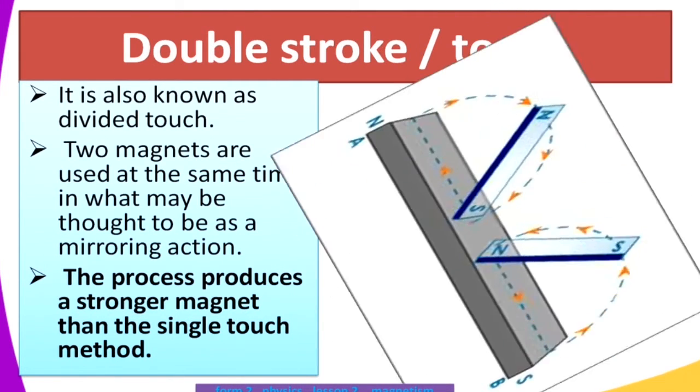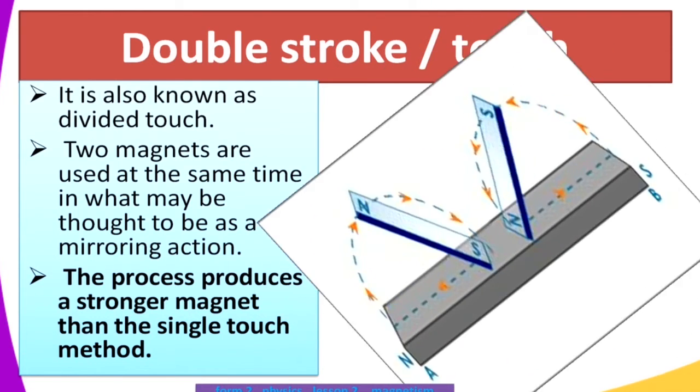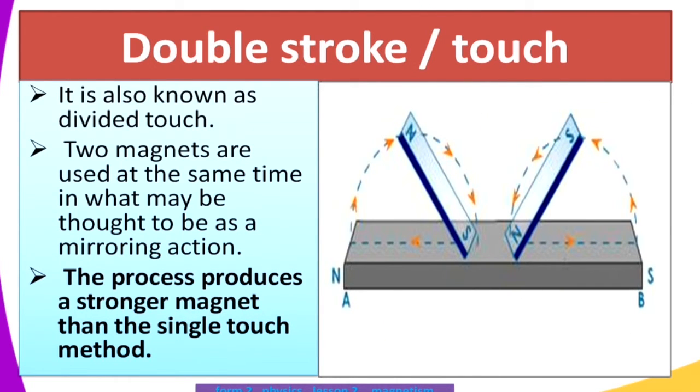This is a view of a double stroke or touch method of magnetization. We have point A and B. Starting from point A, the South Pole starts from the middle, and therefore it makes the point A acquire the opposite pole, which is the North Pole. Then the second magnet starts from the North Pole and ends at B. It gives that end another opposite pole, which becomes the South Pole. So in this particular case, we have a magnet with a North Pole and a South Pole. So this one here is what we call double stroke as a method of magnetization.